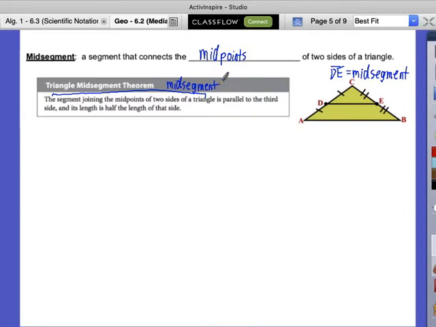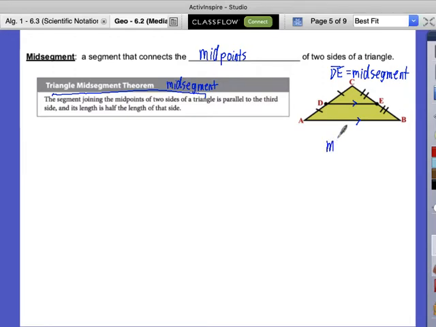Okay? The mid-segment. Now if we continue, the mid-segment is parallel to the third side, and its length is half of that side. So in this triangle, mid-segment DE, what do we know about mid-segment DE then? It's parallel to AB. We draw that with arrows. And what else do we know about it? It's half of the length.